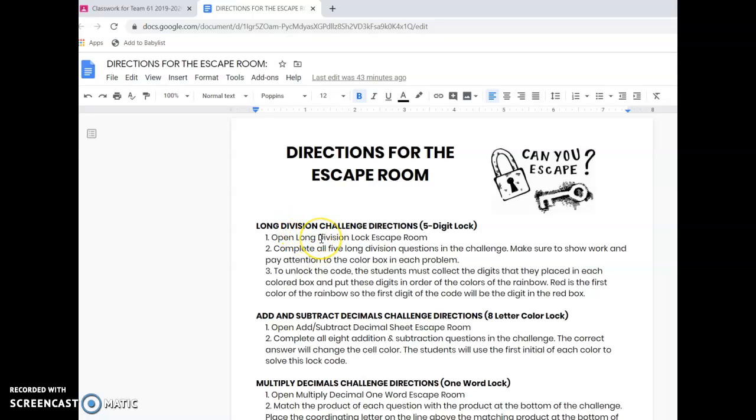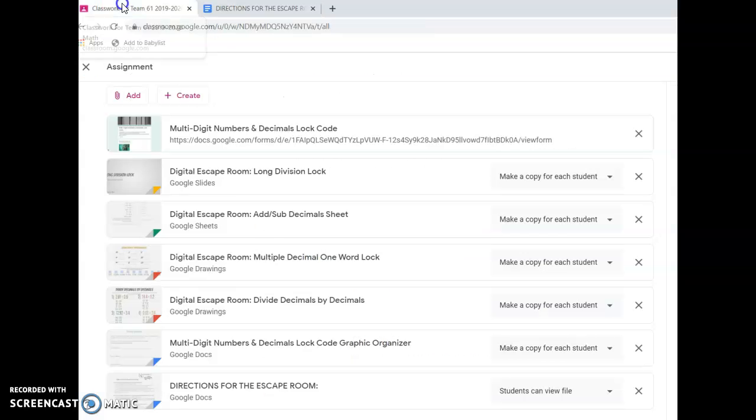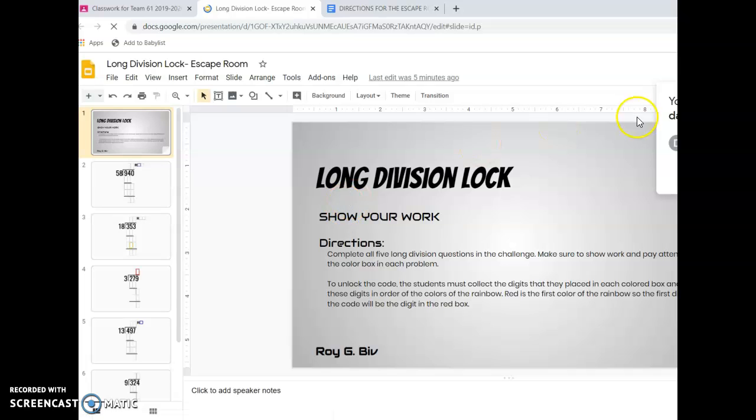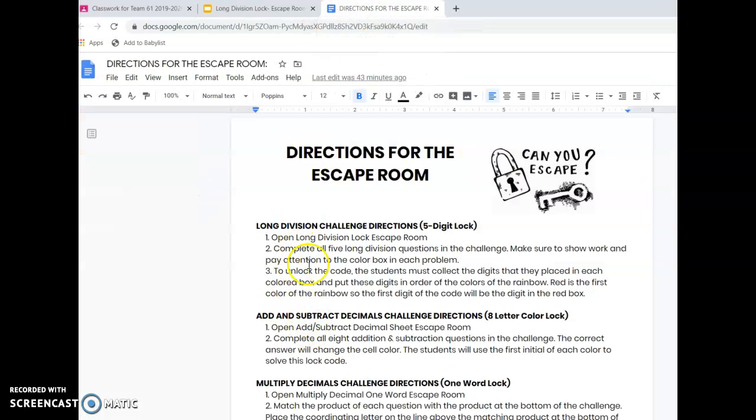So let's look at this first challenge, long division. It's a 5-digit lock. The first step says to open the long division lock escape room. So we're going to go back to Google Classroom, go down to the bottom. If you notice, we see one that says long division lock. So we're going to click on it. It's going to take us to the Google Slides. And I'm going to go back to directions just to make sure I have it all.